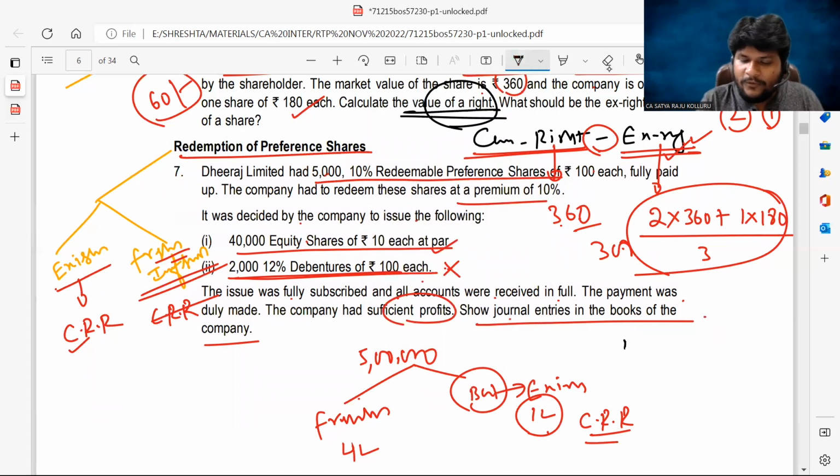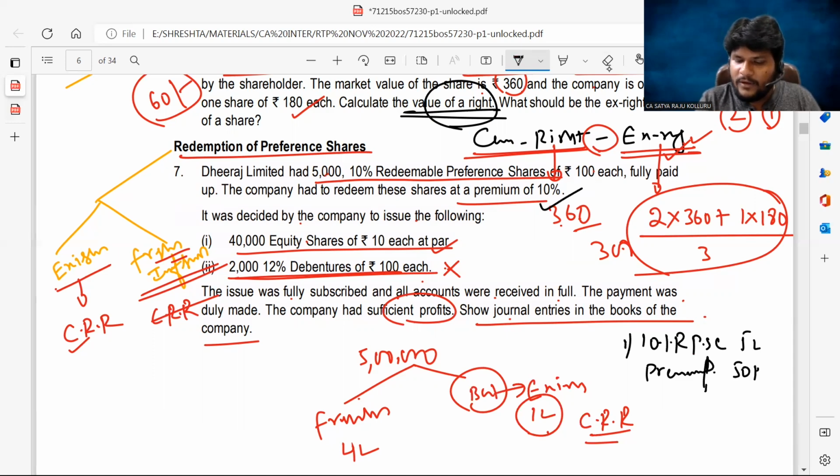The first and foremost journal entry. Now the existing preference shares, you can make it transfer to preference shareholders. That is 10% redeemable preference share capital, amount 5 lakhs, and a premium on redemption of preference shares. Because the preference shares are redeemed with premium, that is 50,000, to preference shareholders, 5.5 lakh. Am I right?